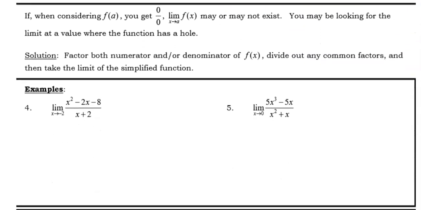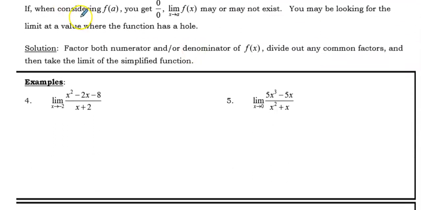So if we look down here at the very bottom, it says if, when considering f of a, you get 0 over 0, the limit as x approaches a may or may not exist. So 0 over 0 is what we call an indeterminate form. Now let me say something really quickly about this.